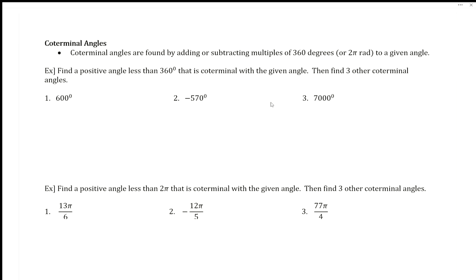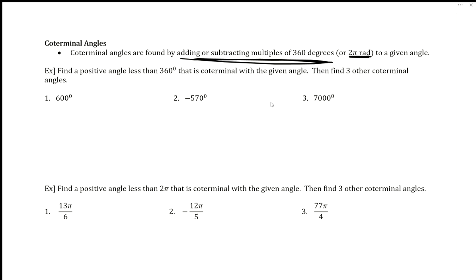On this problem it says find a positive angle less than 360 that is coterminal with the given angle, then find three other coterminal angles. So all we have to do again is add or subtract multiples of 360. So 360, 720, and so forth. If it's in radians, we would do 2 pi. We'll see that in the next video.